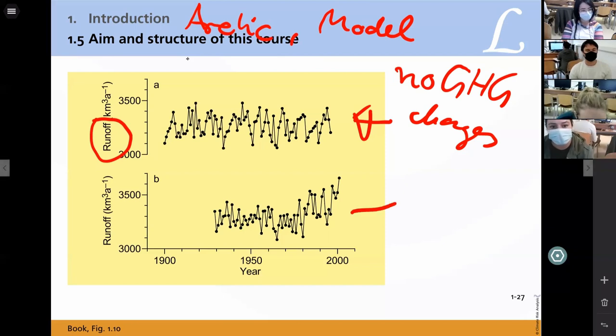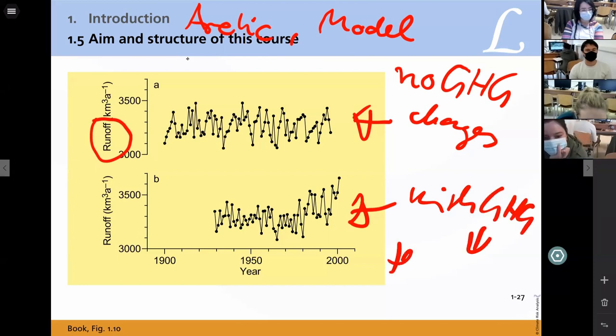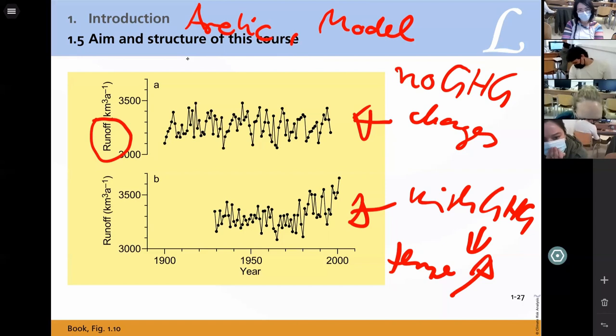And here, it is with greenhouse gas changes. That leads to temperature rise. And a warmer atmosphere can carry more water. This is physics. This is called the Clausius-Clapeyron equation. And if it's getting colder, for example, then the clouds rain out and they lose their water. And if it's warmer, they can carry more water. Okay?